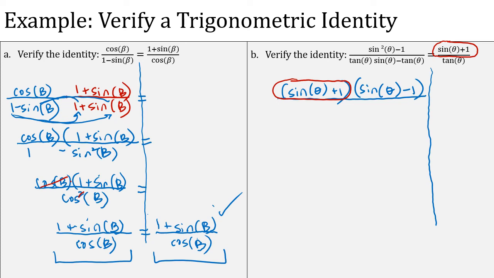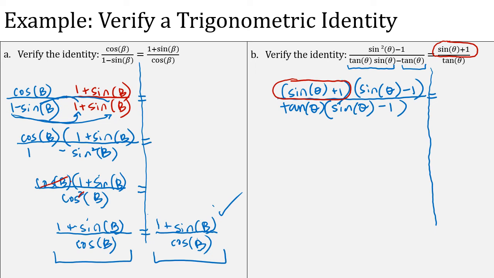Let's take a look at the denominator. In the denominator, I have tangent of theta times the sine of theta minus the tangent of theta. There's a common factor, and that factor is the tangent of theta. So I'm going to factor that out, and when I do that, I'm left with the sine of theta minus 1. Put my equal sign. Did that help me? Yes, that helped me a lot.